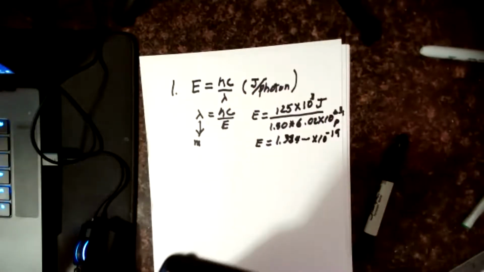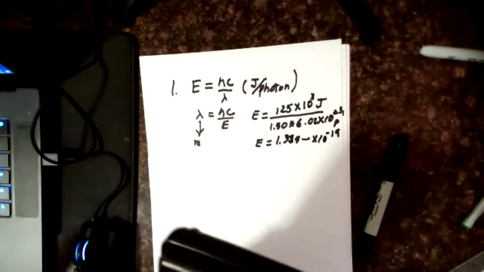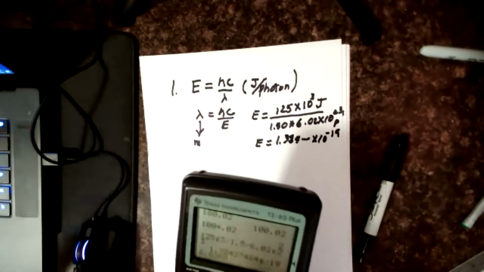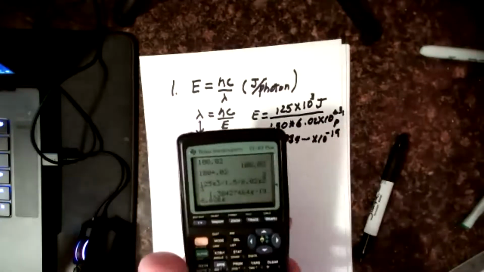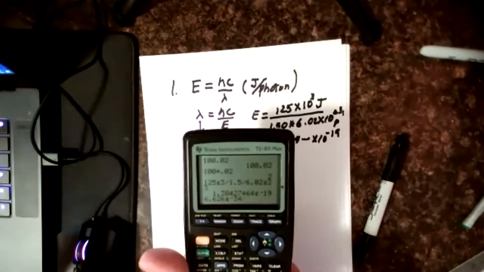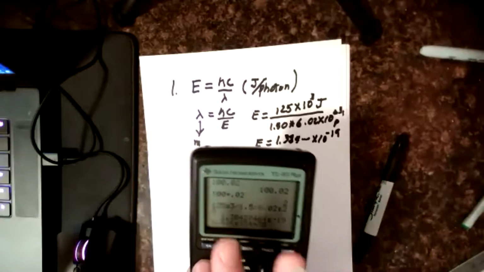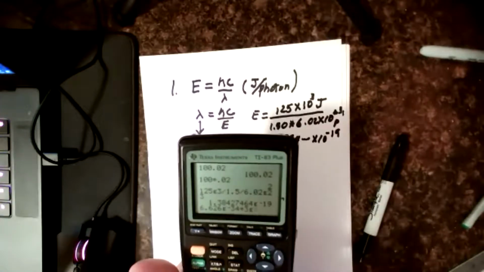So my wavelength is going to be Planck's constant, and it's 6.626 with an exponent of negative 34. I want to multiply that by the speed of light. It's 3 with an exponent of 8.